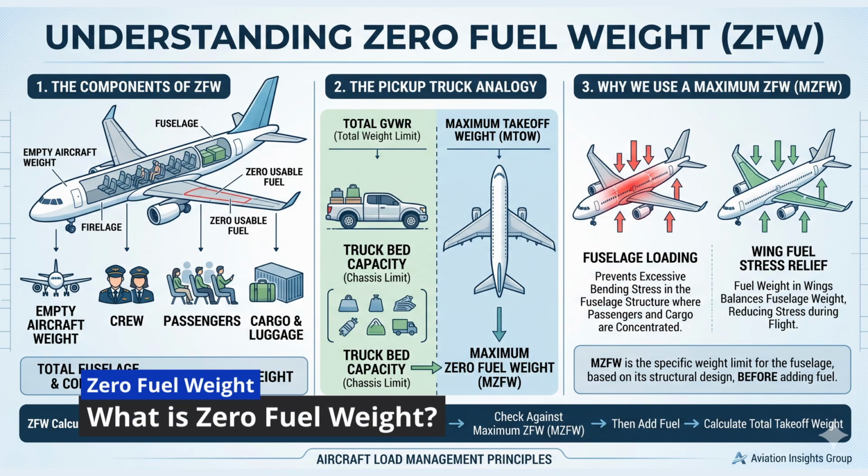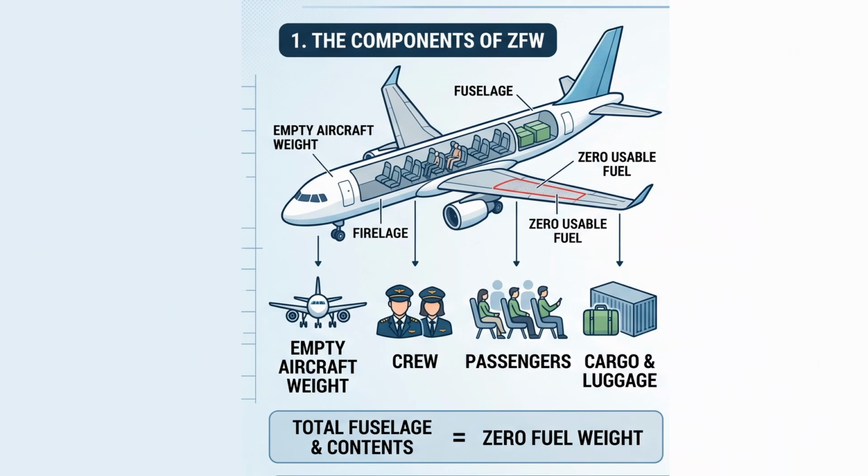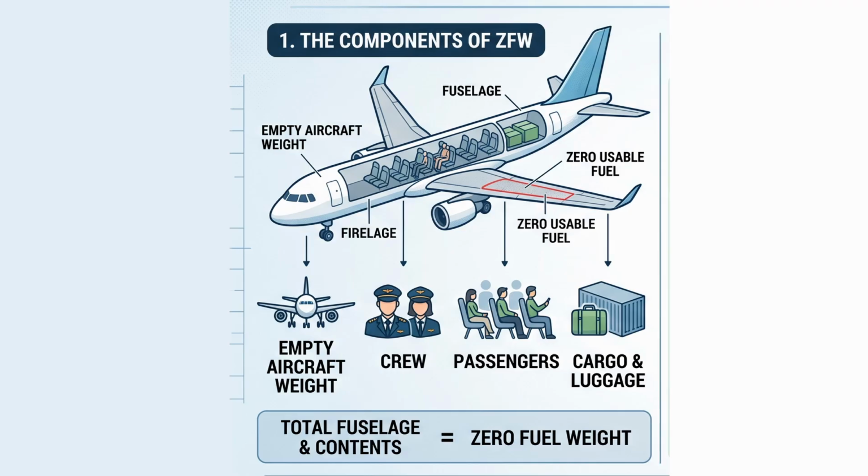Let's start with the absolute basics. What actually is zero fuel weight? Well, the name gives it away. It is the total weight of our aircraft, including the empty airframe itself, the crew, your passengers, and all of their luggage, but with zero usable fuel in the tanks.